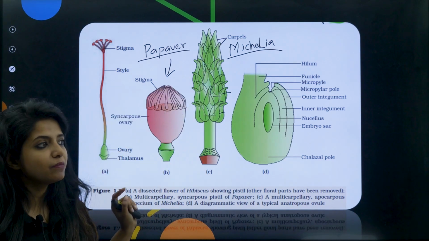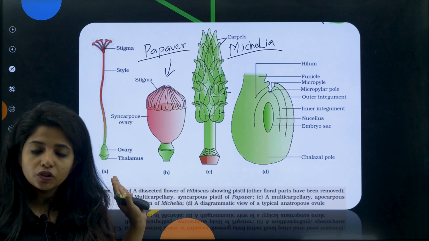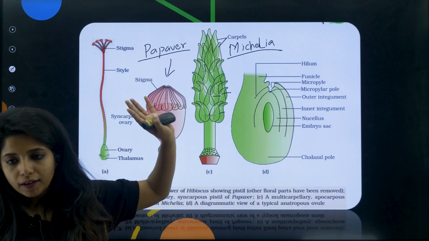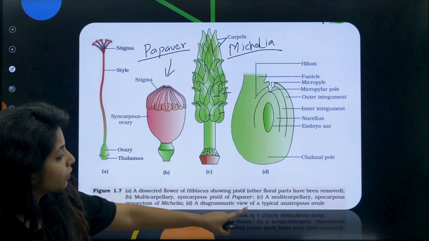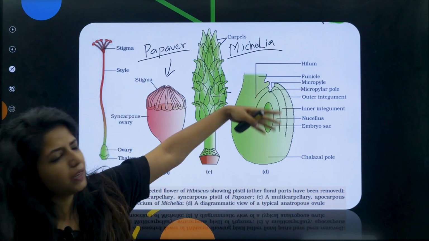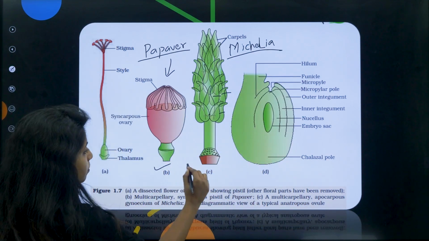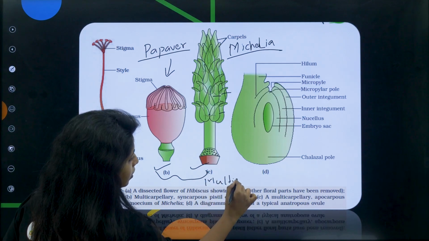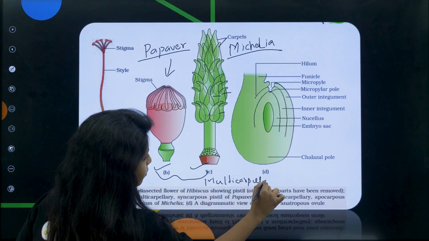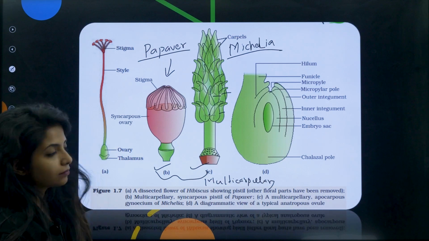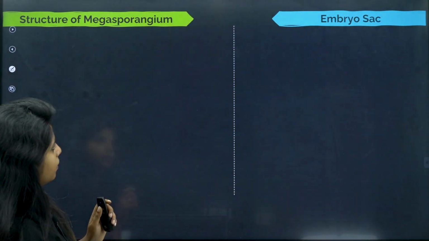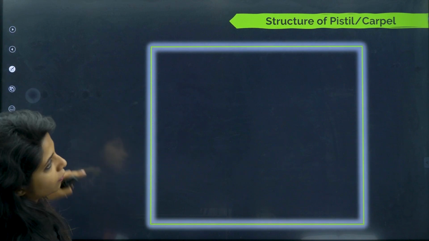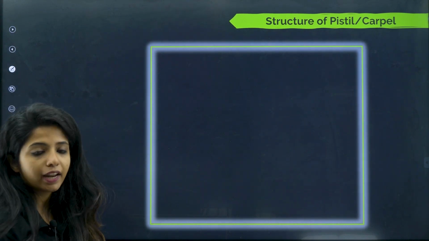So you can remember Michelia like this: Michelle wants to remain single, it does not want to fuse. Now a diagrammatic view of a typical anatropous ovule, we will come to that. As of now you have to remember that both of these are examples of multicarpellary flowers. Now going ahead, let's make the diagram, the structure of the pistil and carpel, the placenta and everything.